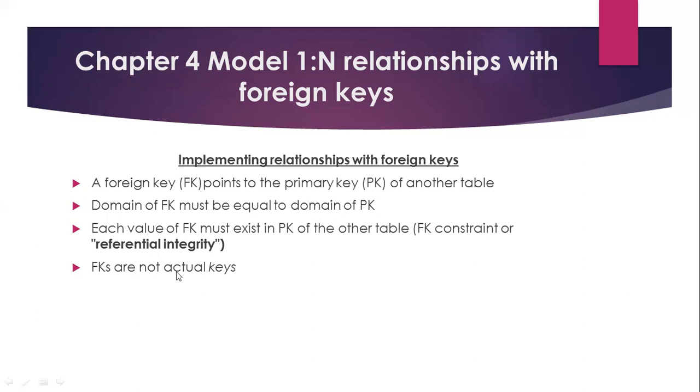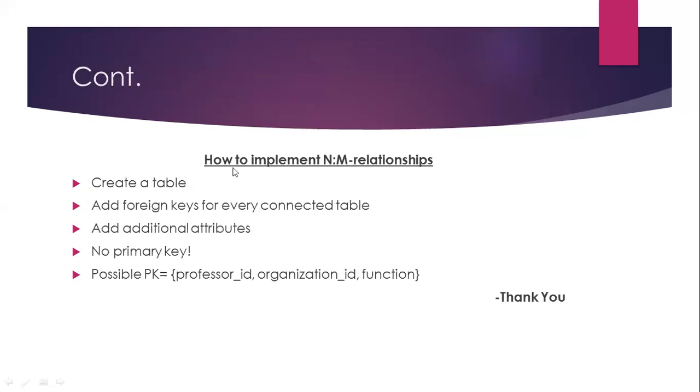Foreign keys are not actual keys. Now the question arises, how to implement N:M relationships? For this, we have to create a table, add foreign keys for every connected table, and add additional attributes. No primary key should be included. A possible primary key should be professor_id, organization_id, and function, for example. By using these steps, we can implement N:M relationships.